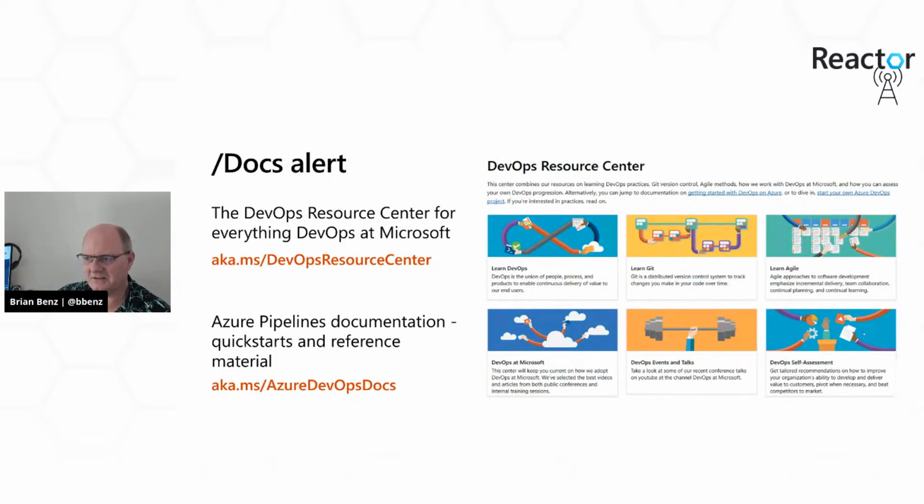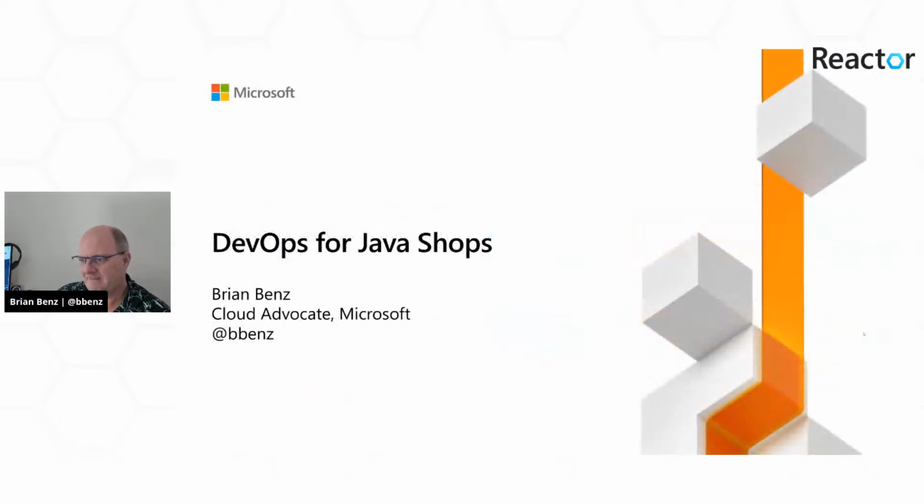There's a docs alert here. Aka.ms/DevOpsResourceCenter is where you find a lot of general DevOps resource information. And then aka.ms/AzureDevOpsDocs is where you can find docs specifically for Azure DevOps, Azure Pipelines, and GitHub Actions as well. And that is the presentation I had today.